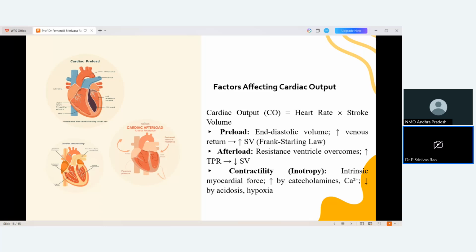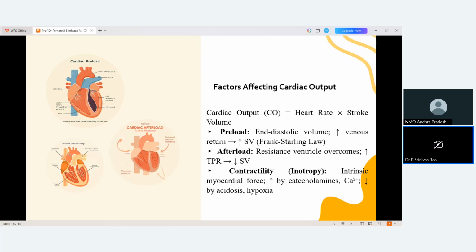So what will happen? The blood has to go against more resistance. So less amount of blood will be going. So the stroke volume will reduce. When the preload increases up to a certain extent, the stroke volume will increase. I'll tell you why in the Frank-Starling law. Whereas with the afterload, when the resistance the ventricle overcomes increases, TPR meaning total peripheral resistance, the stroke volume will reduce.